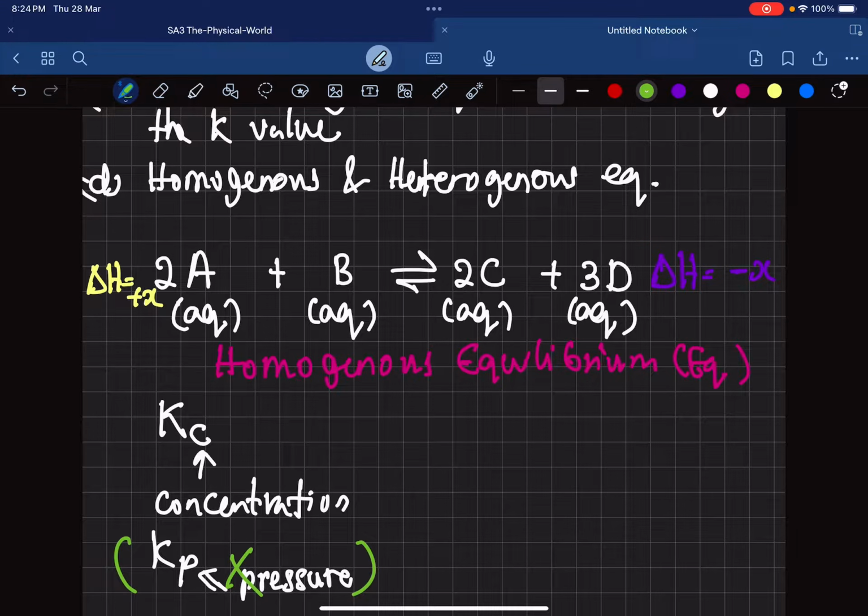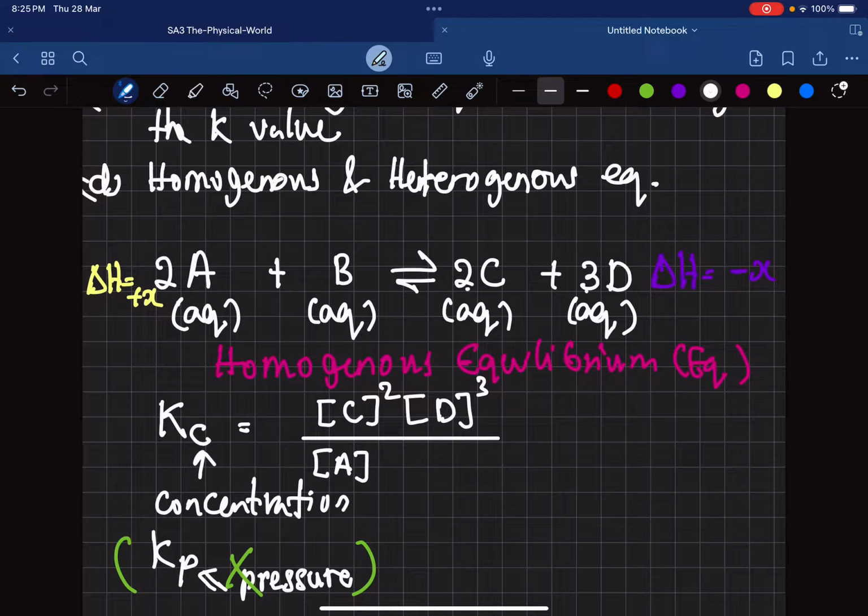So for the equilibrium expression, how we will write it is we take the products, concentration of C, power of 2, concentration of D, power of 3. I hope you know where I'm getting the 2 and the 3 from. It's from the equation itself. Then concentration of A, power of 2, and the concentration of B, power of 1. This is the equilibrium expression. So this is what we call the equilibrium expression.